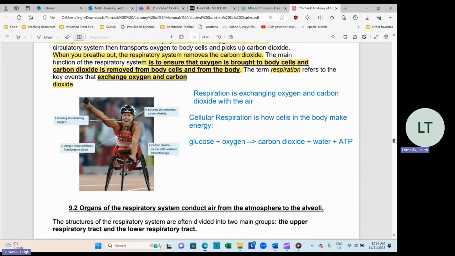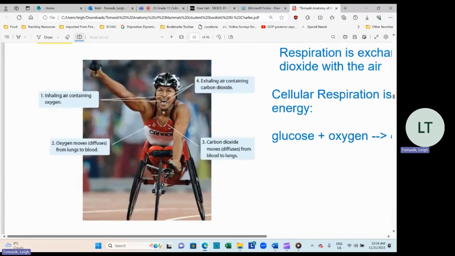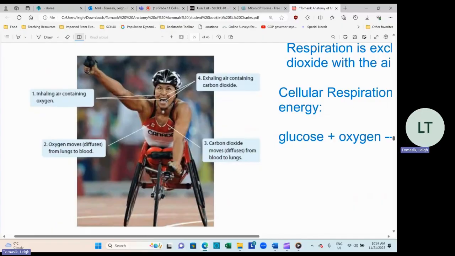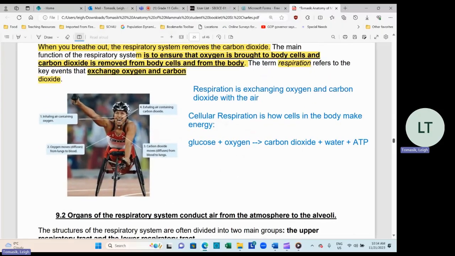Next. So, here we have an athlete, and her respiratory system is working. She inhales air containing oxygen. The oxygen moves from her lungs into her blood, where it can circulate around her body. Then carbon dioxide moves from the blood into her lungs, and she can exhale air containing a high percentage of carbon dioxide.